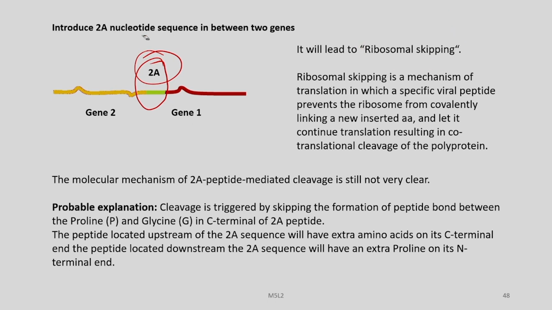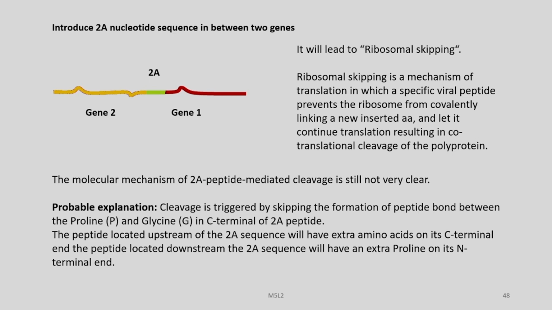What do you mean by ribosomal skipping? This is a mechanism of translation in which a specific viral peptide prevents the ribosome from covalently linking a new inserted amino acid and lets it continue translation, resulting in co-translational cleavage of the polyprotein. However, the molecular mechanism of this 2A peptide mediated cleavage is still not very clear.